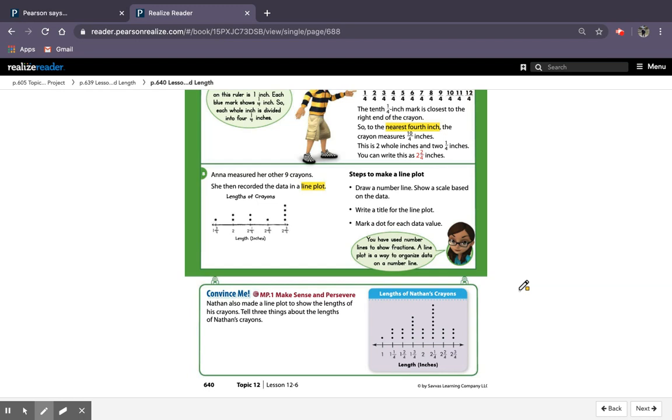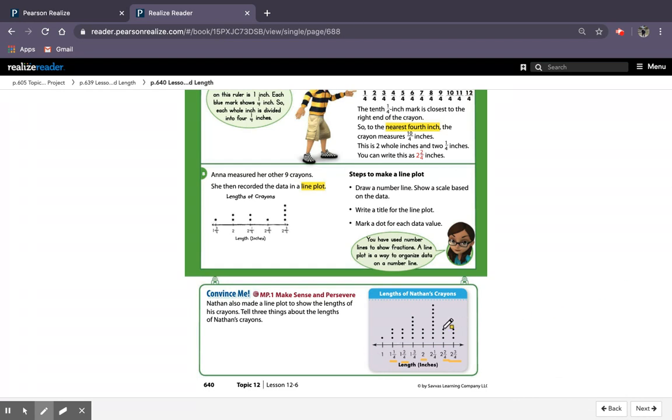2 1/4 inches was the most common length of Nathan's crayons. He had 5 lengths that each had 3 crayons. So the lengths, I'll underline them, 2, 3, 4, 5. So those 5 lengths, he had 3 crayons for each of those lengths. And then he only had 1 crayon that was 1 inch long. So those are 3 things that I noticed.